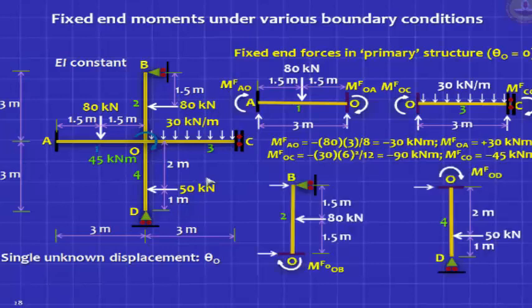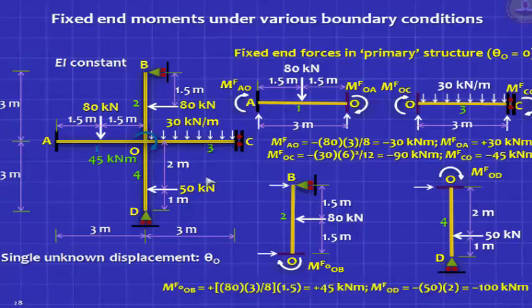For OB, it's hinged at B, so MF OB should be done carefully. MF naught OB will be 1.5 times WL by 8. Be careful about the direction. Direction will be clockwise. I hope you get this. So W is 80, L is 3 meters, WL by 8, and that's it. Now let's try to do it together.